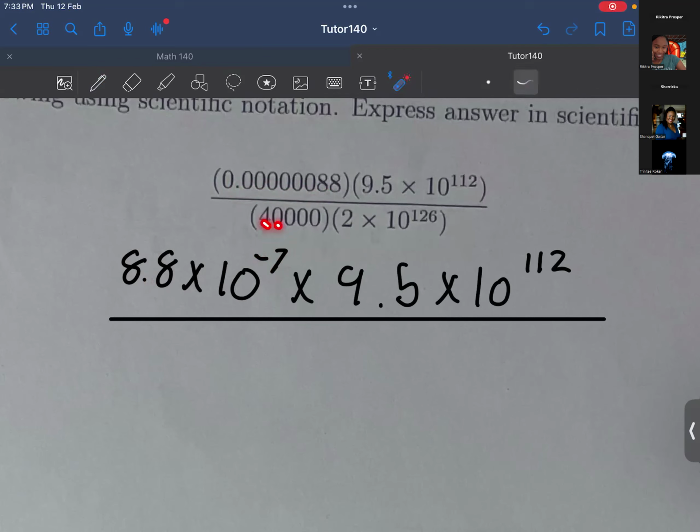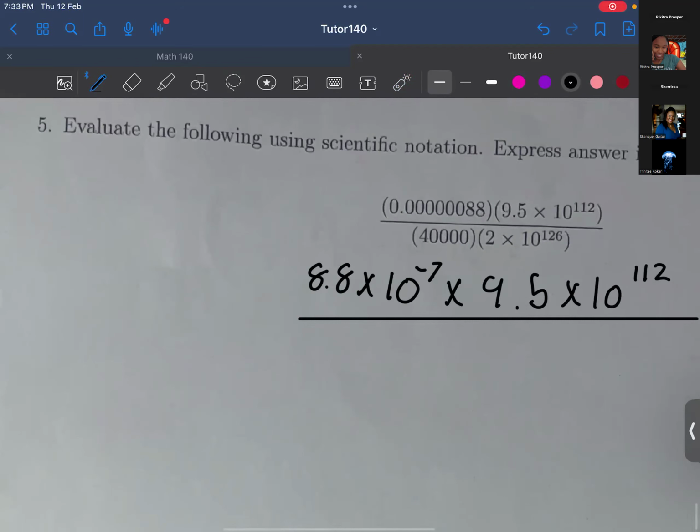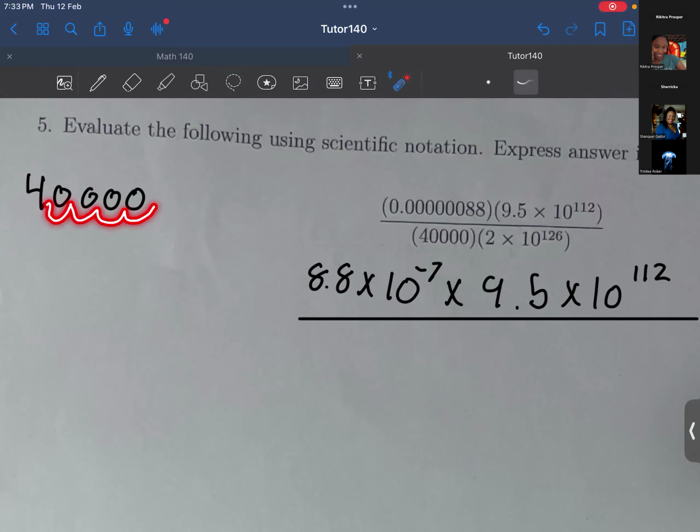Now we're going to put this as a decimal. To do that, you have 40,000. And we're going to put our decimal right here, right? And we're going to move this decimal point all the way over to the right of 4. So we're going to move 1, 2, 3, 4. We moved it 4 times. So we have 4 times 10 to the power of 4. It's positive because we moved to the left.